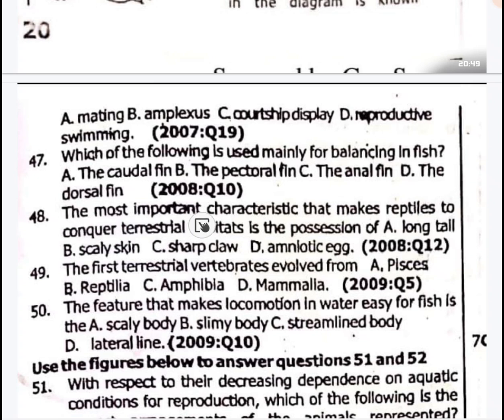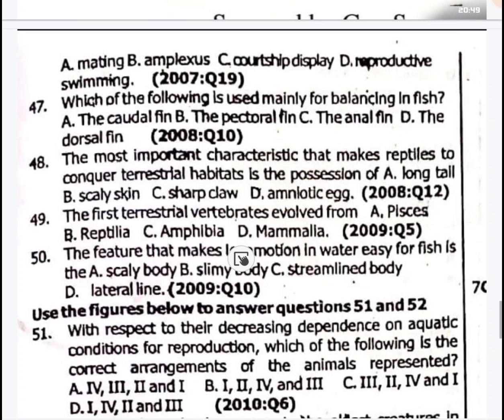48. The most important characteristic that makes reptiles conquer terrestrial habitats is the possession of, 48 is option B, scaly skin. 49. The first terrestrial vertebrate evolved from the Pisces. So amphibians are the first land vertebrates, and it is believed that they evolved from Pisces, which are the fishes. 50. The feature that makes locomotion in water easy for fish is the streamlined body. Their bodies are actually streamlined.